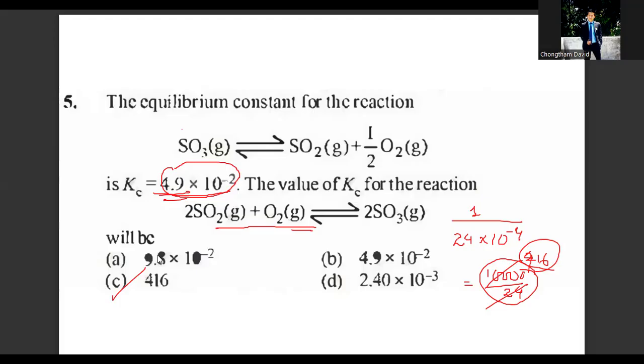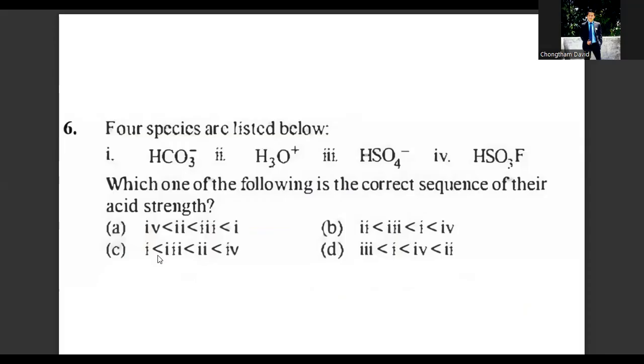I hope it's clear. Let's read question number 6. This is an acid and base question. Remember, a strong acid has a weak conjugate base and vice versa. So looking at this question, the correct order of the strength of the acids given above would be, the one which contains fluorine would be the highest. Let us now do the ranking here separately. Then followed by hydronium. The rapid tendency to release the hydrogen would be the strongest. Followed by bisulfate and bicarbonate.